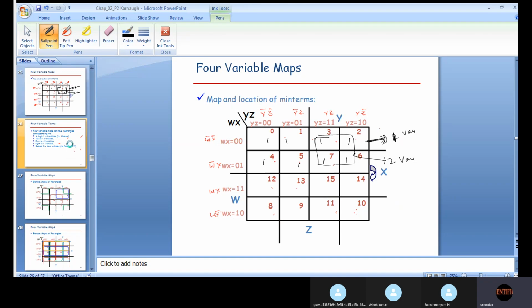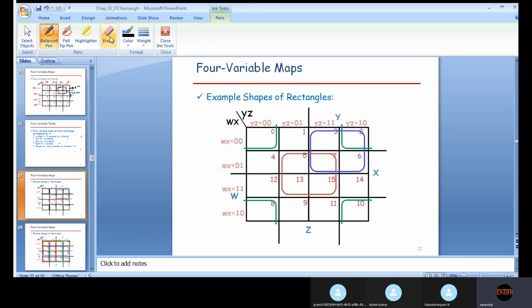As I told you, we will see. Now you can see in the 4 variable K map, I am just showing you shapes of rectangles. This is not an example; there are no minterms here, just a shape. You can take this as one group. You can group these minterms like this.